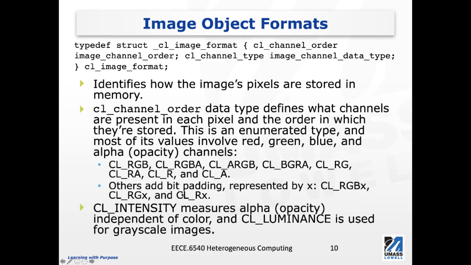Others add bit padding represented by the letter X. So you may have CL_RGx, CL_Rx, etc. The intensity measure is to specify the metrics on the alpha, the opacity, the transparency of these colors, and they are independent of these colors. And this CL_LUMINANCE is used for grayscale images.